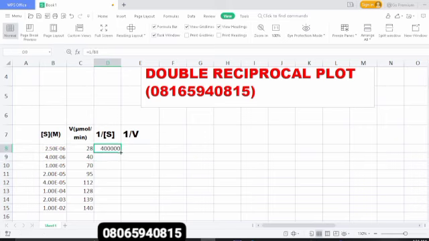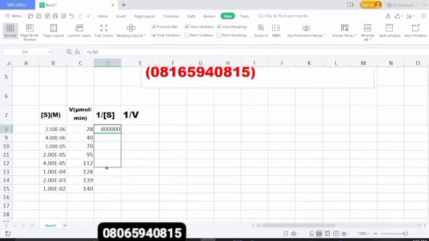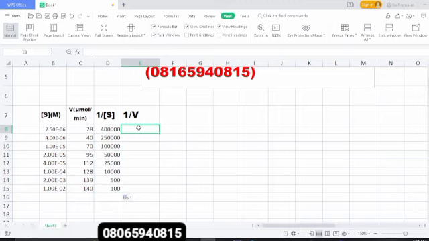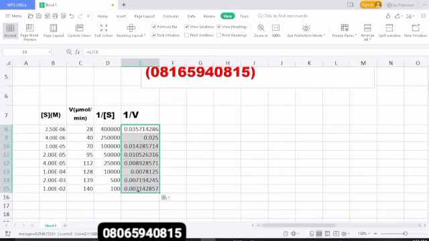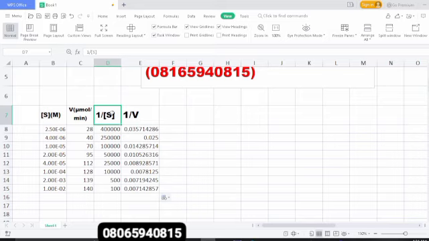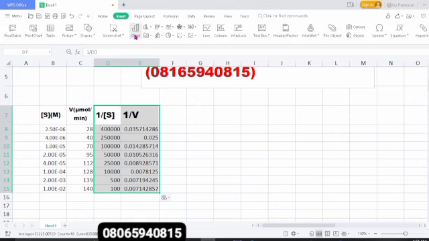For the rest, instead of doing it one by one, you just drag it down and it does the same. So come to 1 over v, you do the same thing, equal to, for your formula, 1 over, the first value of v here, C8, click enter, it has done that for you. And then to do the rest, you just drag it down. And there you have it, your 1 over s and 1 over v. These are the two values that you're going to be using in your graph. So you go ahead and select just these two, and after selecting that, go to insert and you go to your charts.